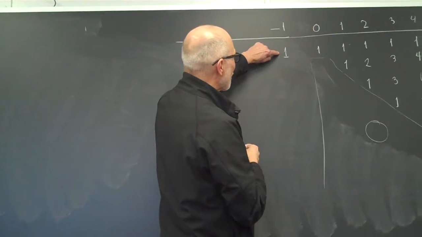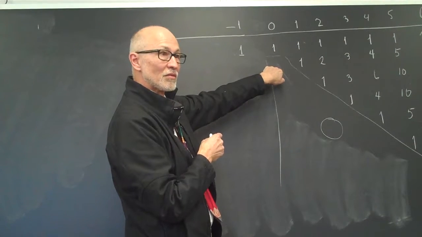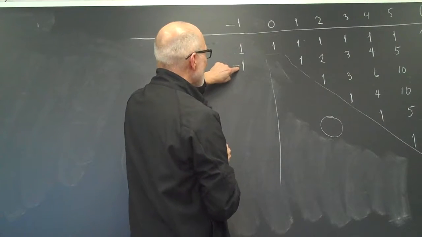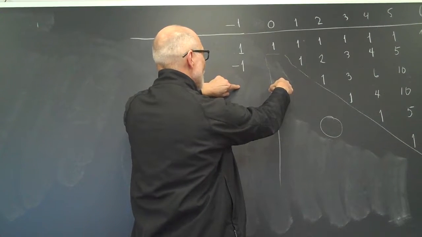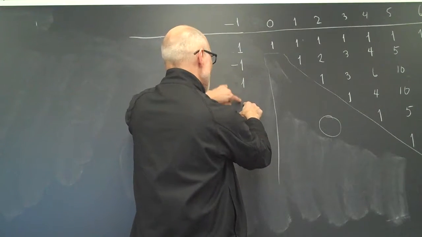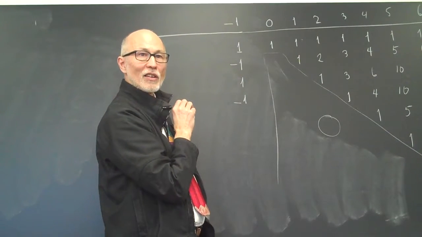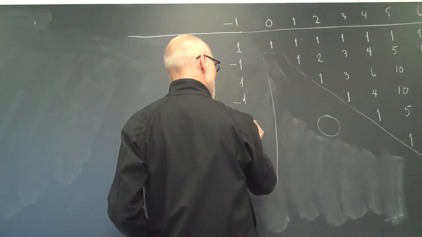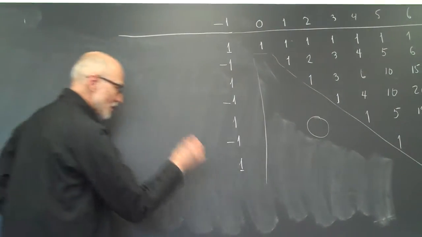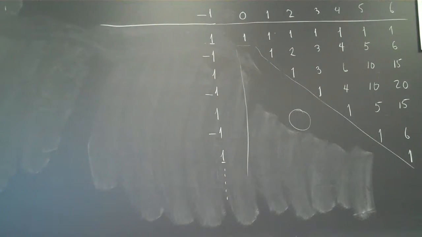But now, this plus this has to equal 0, right? So this must be minus 1. And then this plus this has to equal 0, so this must be 1. And then this plus this has to add up to 0, so this must be minus 1. I think the pattern is apparent: I'm just going to be alternating here, 1, minus 1, 1, minus 1. But notice, this is going to go on forever, right?